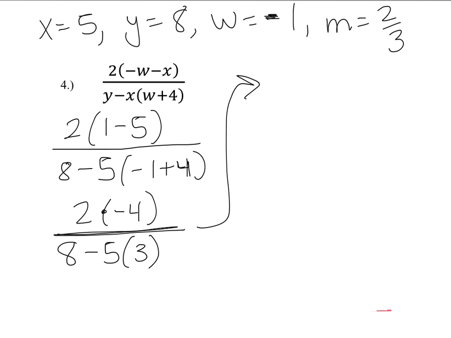2 times negative 4. 2 times negative 4 is negative 8. And then the bottom, I don't do 8 minus 5 first. You have to do 5 minus 3 first. So I have 8 minus 15. And now the last thing I have to do is 8 minus 15. Now 8 minus 15 is on the bottom. That's negative 7. So now I have this weird answer.